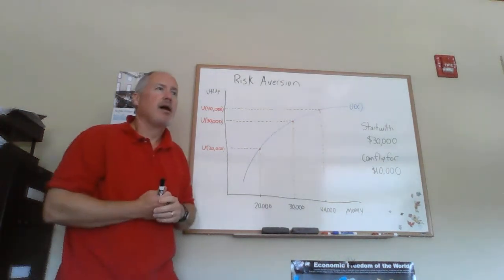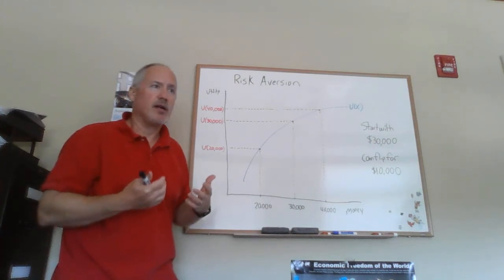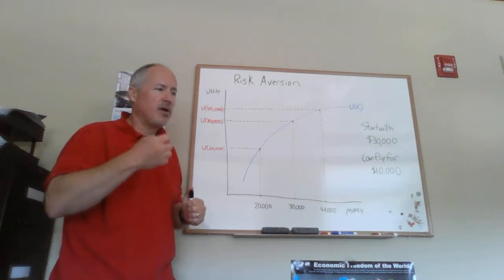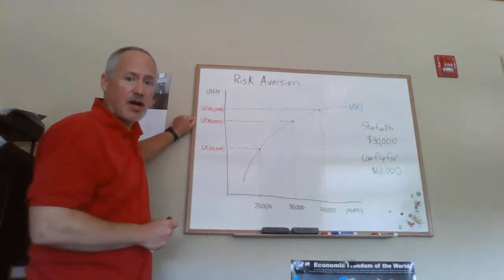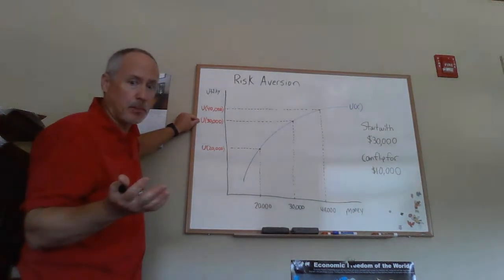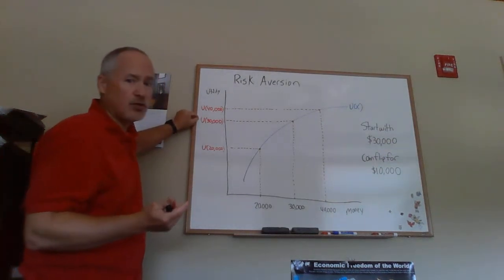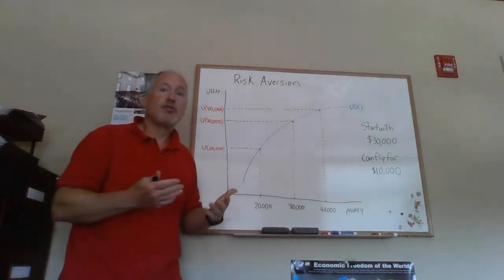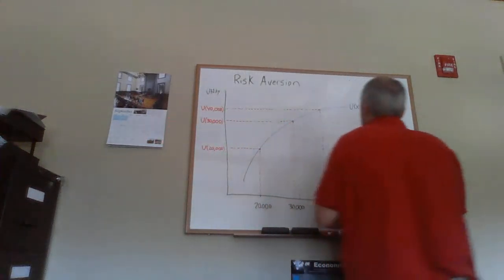Now we want to say, would this person want to take the coin flip or not? If they had the choice, would they want to take the coin flip, or would they want to keep the $30,000? If they keep the $30,000, we know that they'll have a utility of $30,000. They have that for sure. So this is one option they have. Refuse the coin flip, and you will be here with this amount of utility. If you take the coin flip, then you're going to get the expected utility.